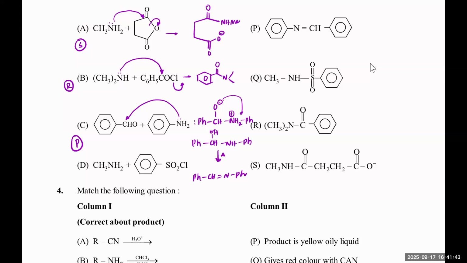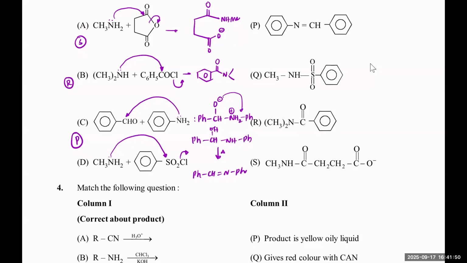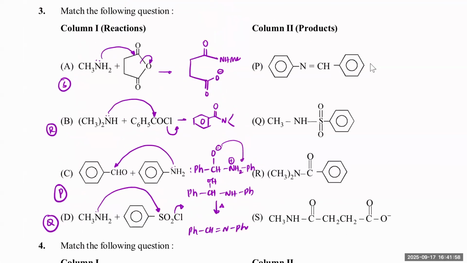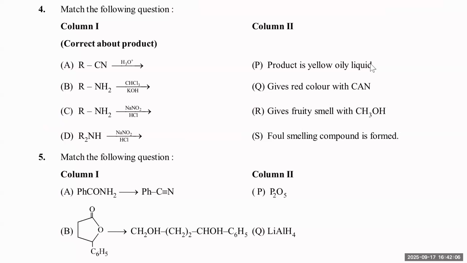Okay. And lastly, lone pair of nitrogen can attack on sulfur, remove this chlorine, and you'll get sulfamide, which is option Q. Done. Clear with this question? See the fourth one.